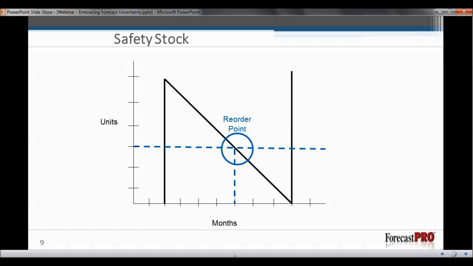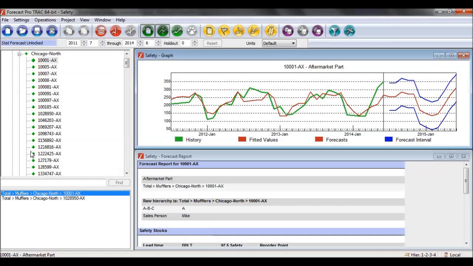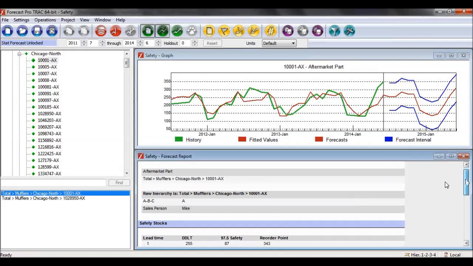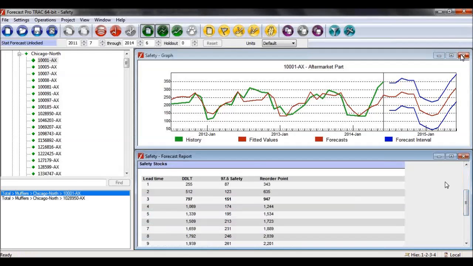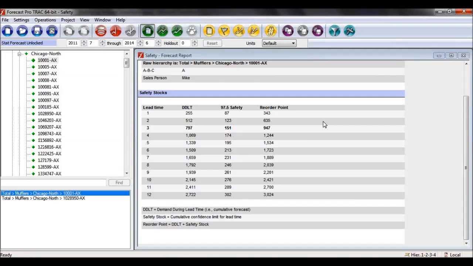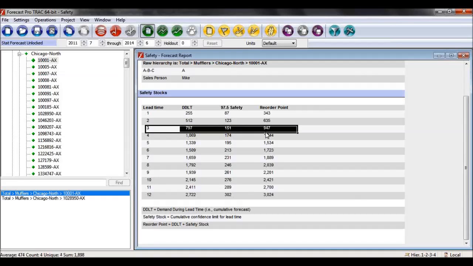This can also be accomplished here in Forecast Pro. So if we go back to our item, here in our forecast report, we can actually see a safety stock calculation. I'm going to turn off the graph just to make a little bit more space. What you can see is we have 4 different columns. We have a lead time of all of the possible lead times. This is monthly data, so 1 month, 2 month, 3 month, 4 month, all the way to 12 months. We'll focus on our 3-month example that we were just looking at.